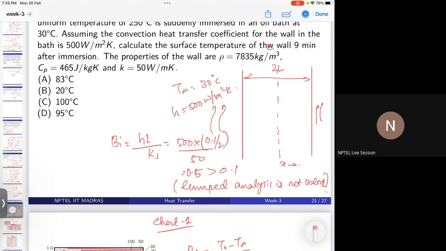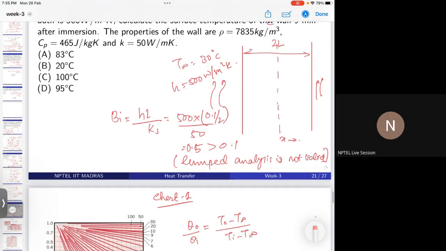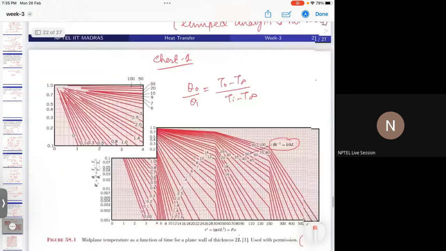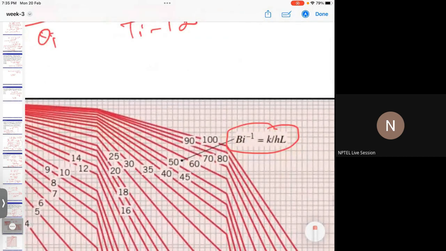Okay, sir. Is this right? Yeah, I think this is right. Zero point 0.5 only. Yes, this is 0.05. I thought that you were taking L, not a pure number there, no? Yeah, but initially I took 2L. The problem is when we are using charts, we should check how they have defined the Biot number. Initially, I missed that part.